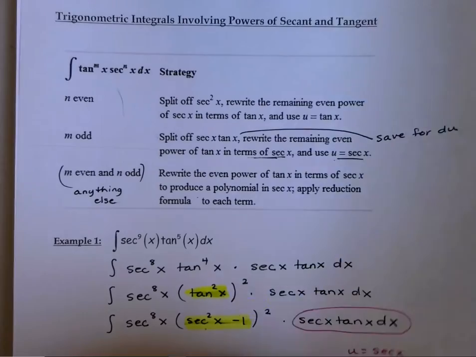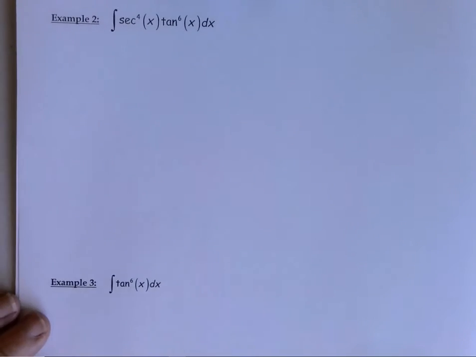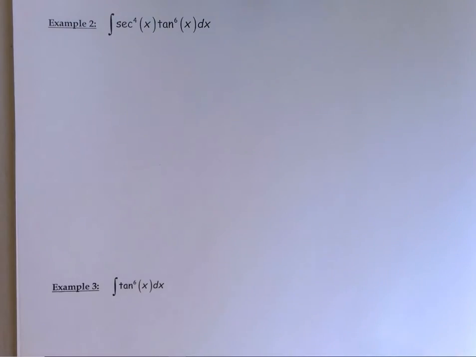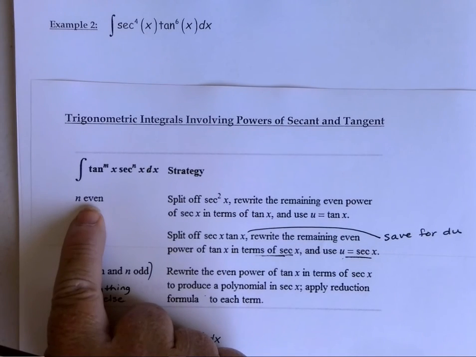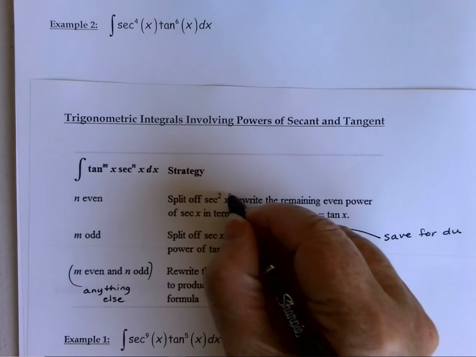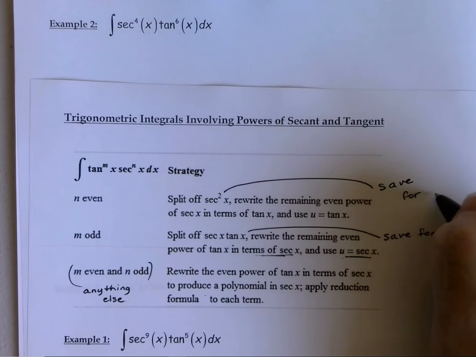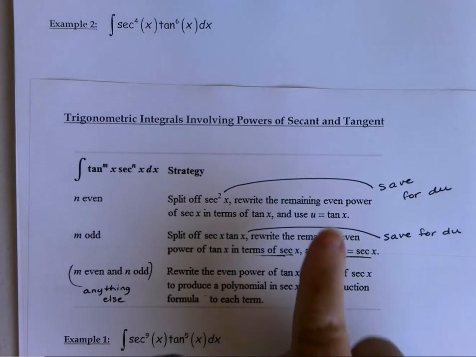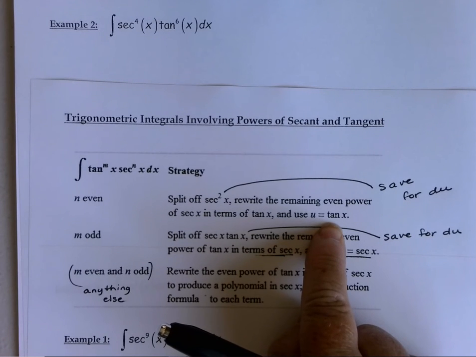Let's try another one. All right, so we've got both even powers here. So this is going to put us in the n even case. And this one says split off the secant squared of x. So again, the idea here is that this is what we're going to save for the du. We want to write everything in terms of tangent, and then use u equals tangent x.